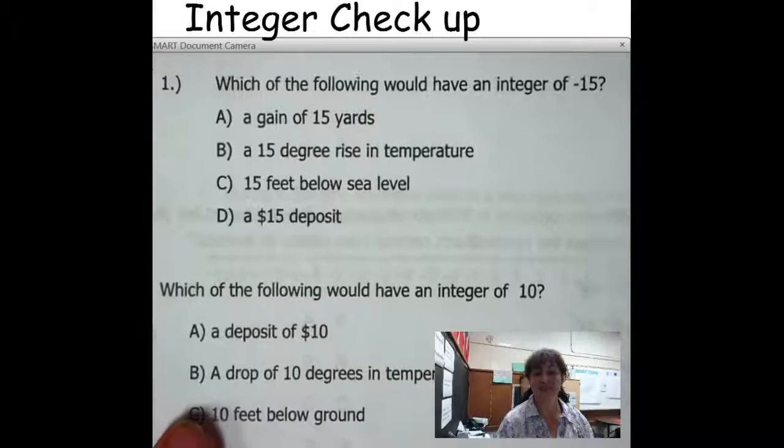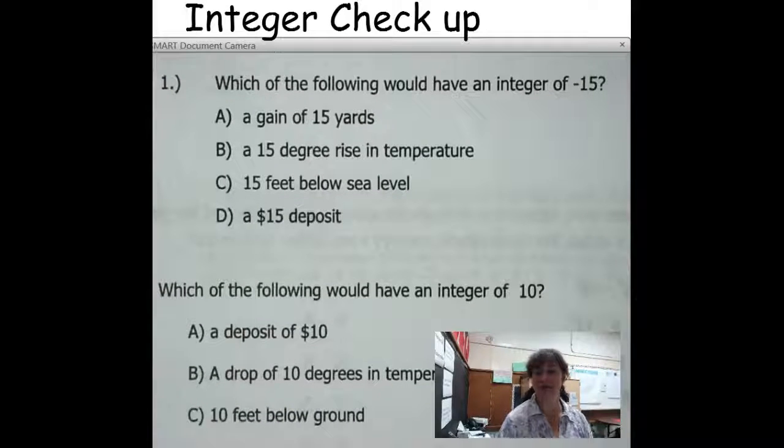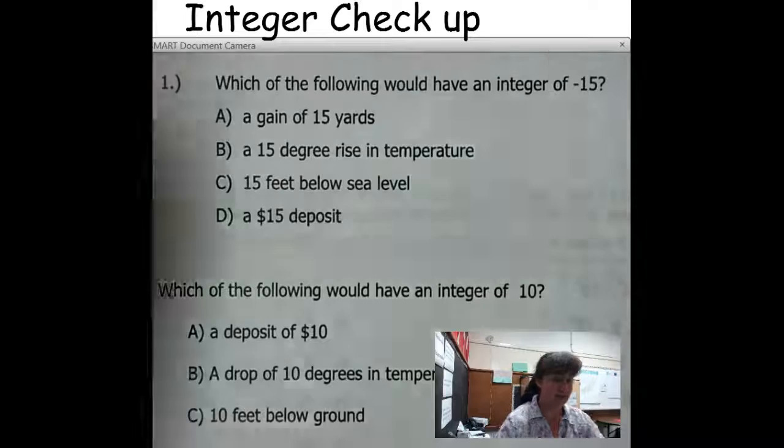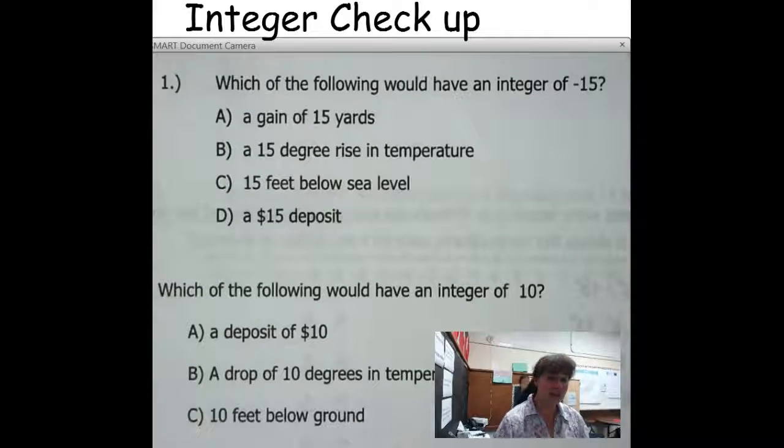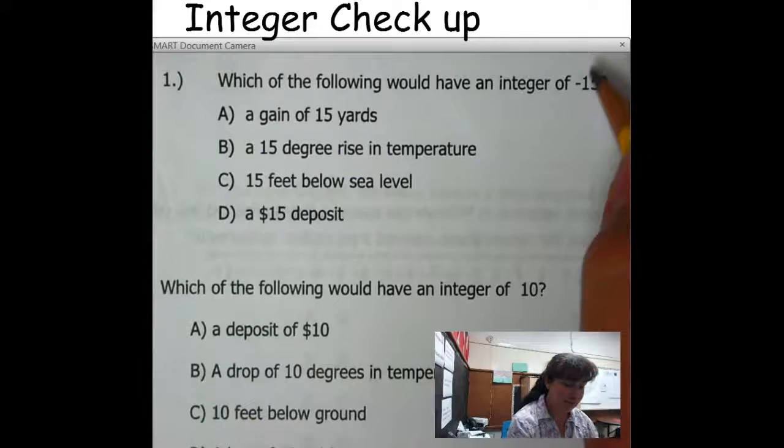Hey guys, so this is integer checkup. So you took a quiz earlier and now we're going to check it together. And I did grade it, but I want you to go through the process of thinking through these problems with me. So number one said, which of the following would have an integer of negative 15?